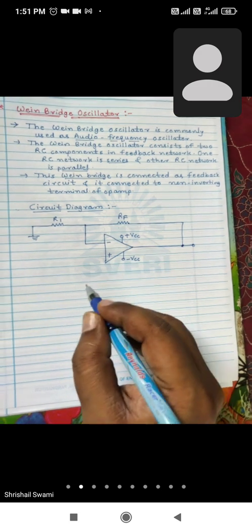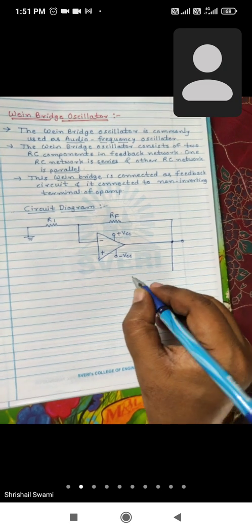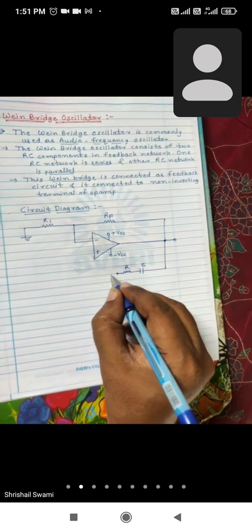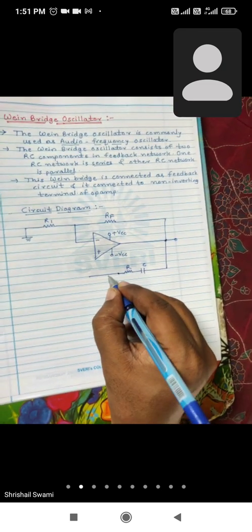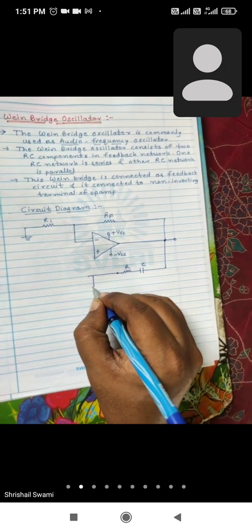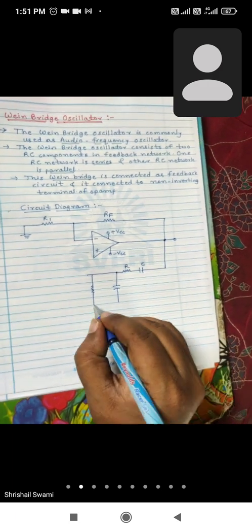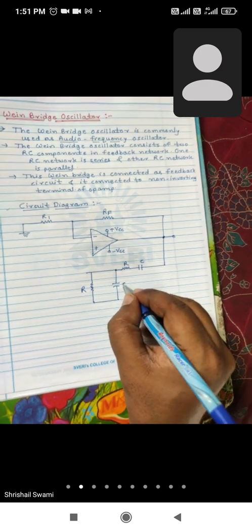That's why it is called positive feedback. In an oscillator we are using positive feedback only. But in the feedback network, what is the important thing? The resistor and capacitor connected in series, that is called a series RC network. So I have told here, series. Next, that is in series with a parallel combination of R and C. So this is R and C.